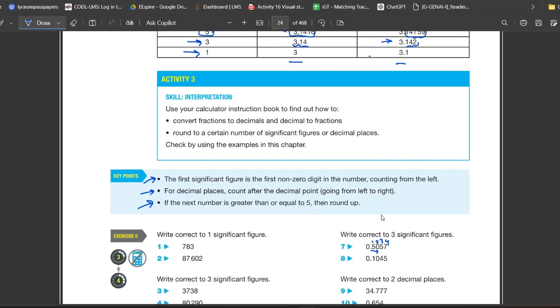So if we have 0.23346 correct to 2 decimal places, we have to check the third decimal place also. If it is greater than or equal to 5, we add 1 to the second decimal place. So when this is rounded up to 2 decimal places, this is the answer. I think you got that.